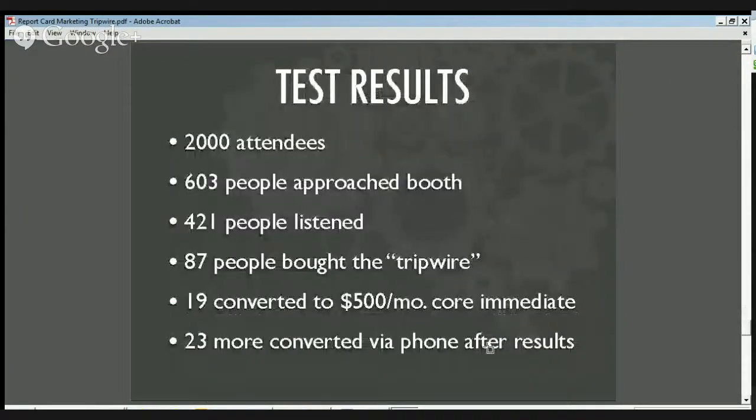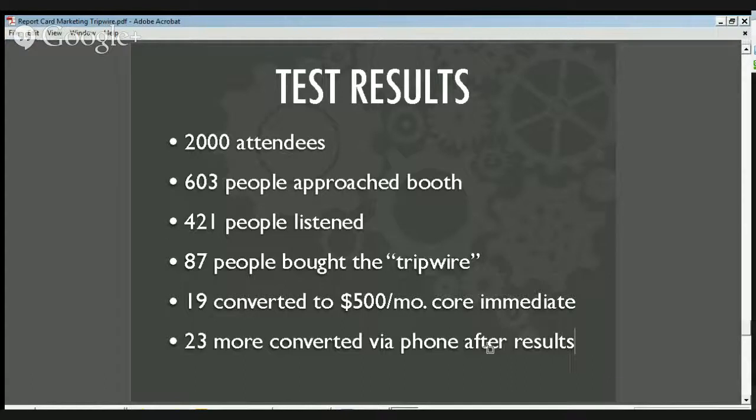So very cool. Now here's some results from that trade show. There were 2,000 attendees, give or take, that attended that trade show. 603 people approached the booth. 421 people they got to listen to and watch the video with the headphones on. Out of those 421 people, 87 people bought the $20 tripwire.